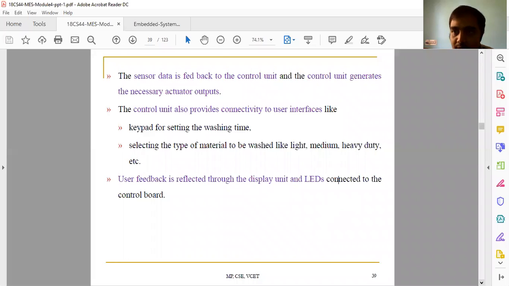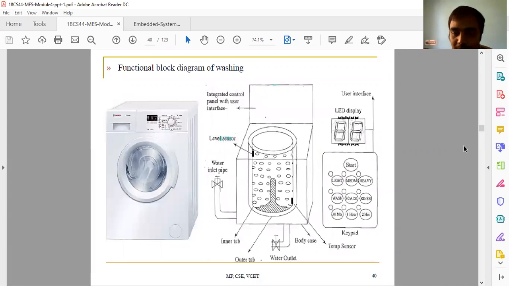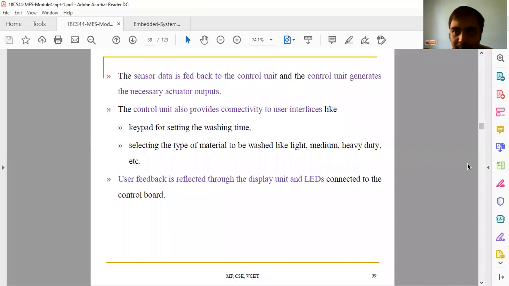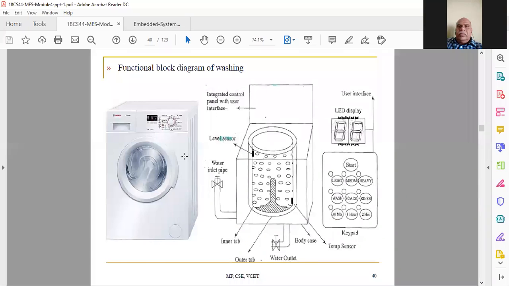If you have a washing machine at your home, please go through certain things that I said. Don't do any experiment, just go through the manuals or the interfacing units given, right? So this is the diagram given, just observe. Functional block diagram of washing machine.